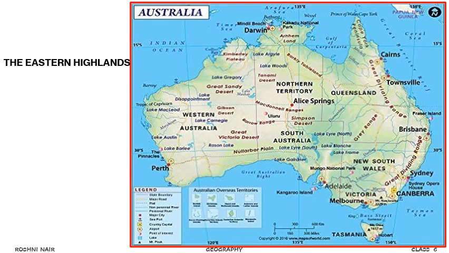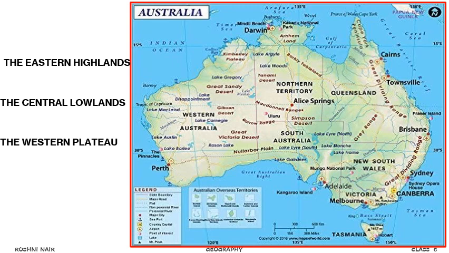As I mentioned, we'll start with four broad physical regions into which we can divide Australia. First one is the Eastern Highlands. Second is the Central Lowlands. Third is the Western Plateau. Fourth physical region is the Rift Valley. Four physical regions. Now let me show you these.